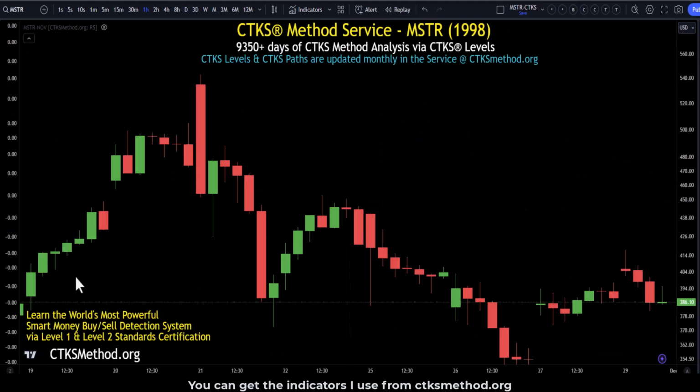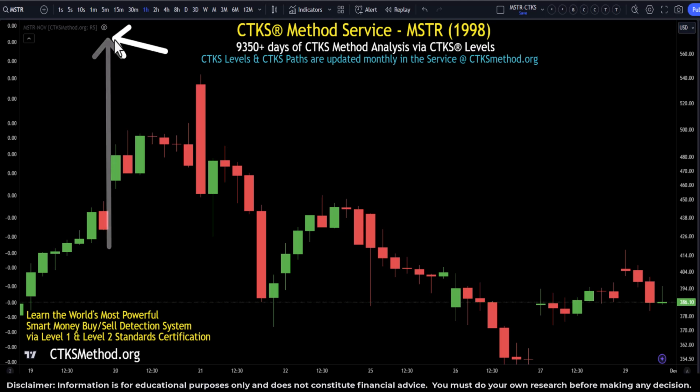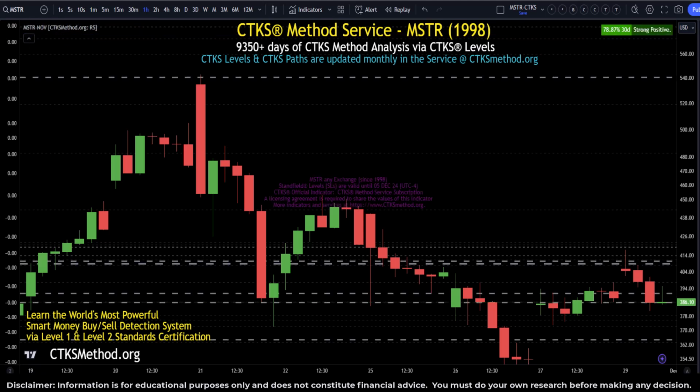All financial charts are base structure, and when we look at MicroStrategy, we saw this behavior. Now, could we have understood where the structural support and structural resistance levels were inside MicroStrategy before price played out? Yes, we can. And how do we do that? We use level 1 and level 2 standard certification to create the world's most powerful smart money buy and sell level detection system. Inside the service, that markup is contained within the indicator. So let's just pop that indicator on.